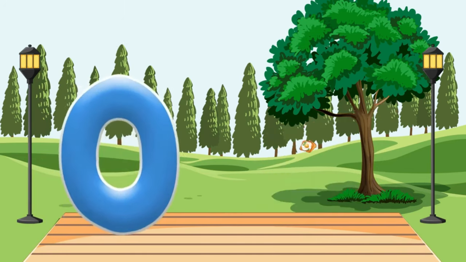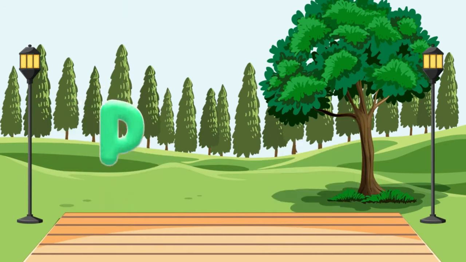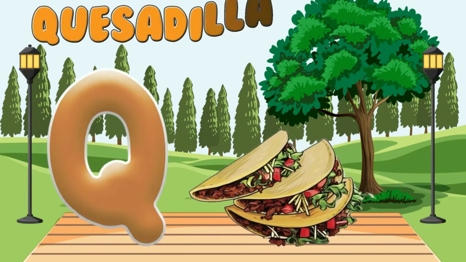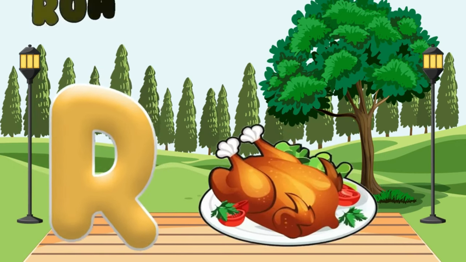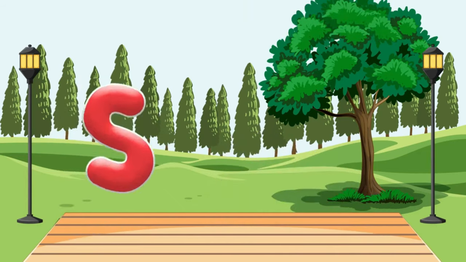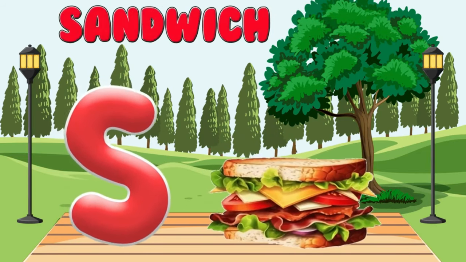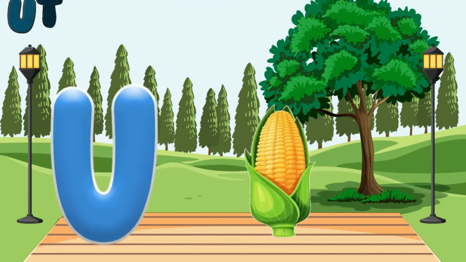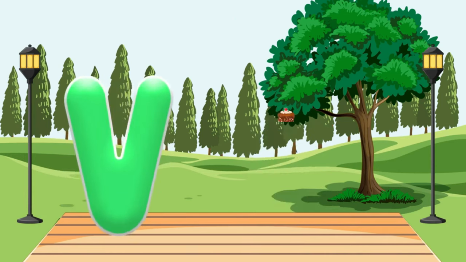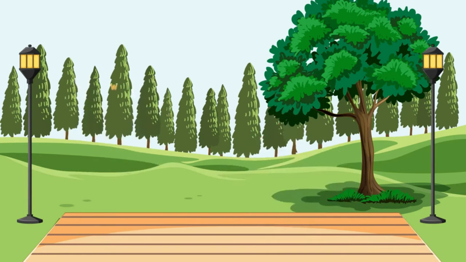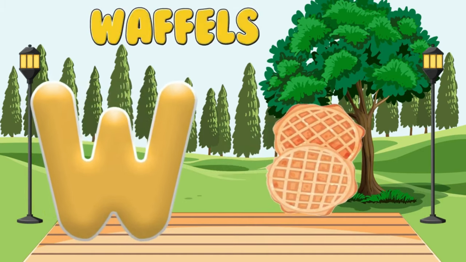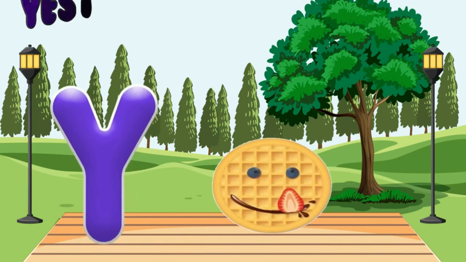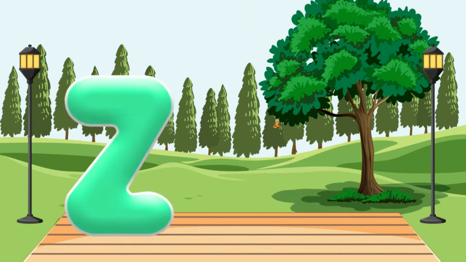O is for omelette. P is for pizza. Q is for quesadilla. R is for roasted chicken. S is for sandwich. T is for tater tots. U is for Utah scone. V is for vanilla wafers. W is for waffles. X is for X moss cake. Y is for Yorkshire pudding. Z is for Zeppo.